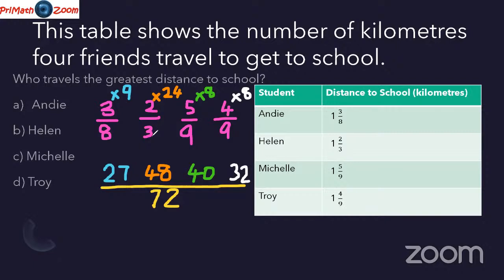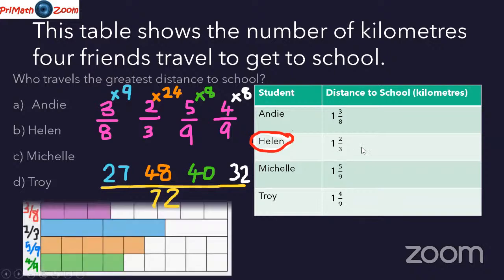And so that would mean 1 and 2/3, Helen would therefore travel the greatest distance to school. But as I said, this is one way of figuring this out. So if you had said Helen, trust me, you are correct. Very good job. Now, this is another way we could look at it.